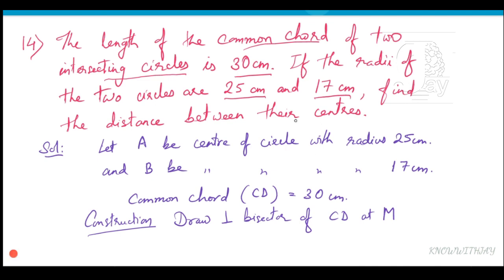Now let the center of the circle with 25 centimeter radius be A, and B the center of the circle with 17 centimeter radius. And let CD be the common chord with the length 30 centimeter. So what you need to do is draw a perpendicular bisector of CD at M. Okay.